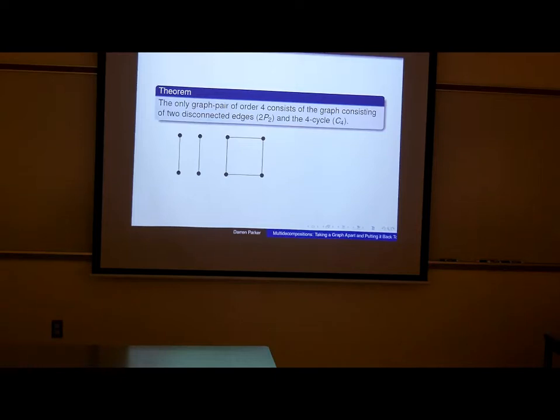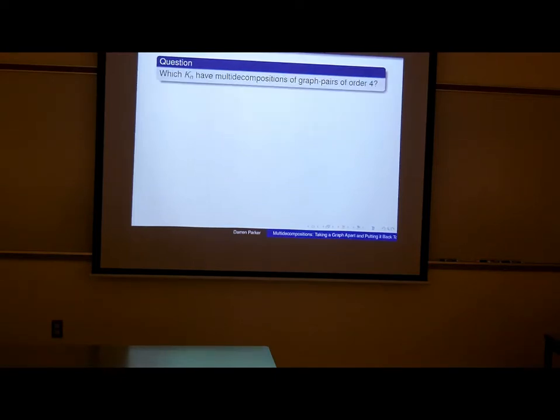So that's just finding the pieces, right? Now we've got to figure out which puzzles we can make. So now the question becomes, which complete graphs have multi-decompositions of graph pairs of order 4? So for which complete graphs can we actually use these puzzle pieces to make the whole picture? And it turns out not that many of them.